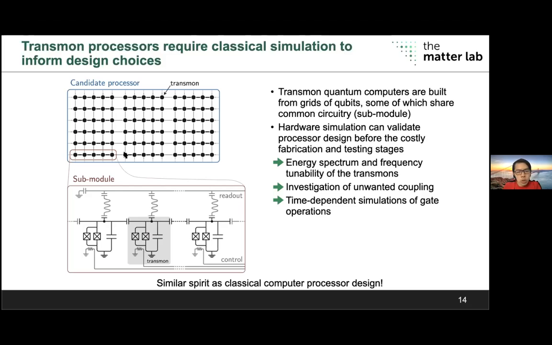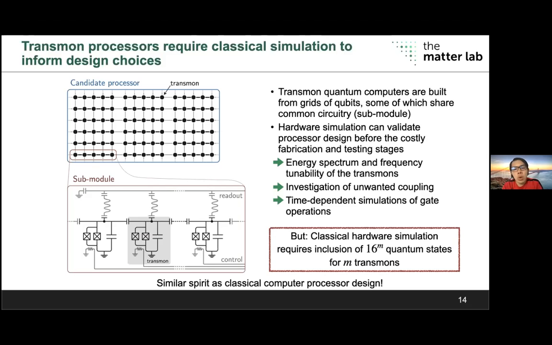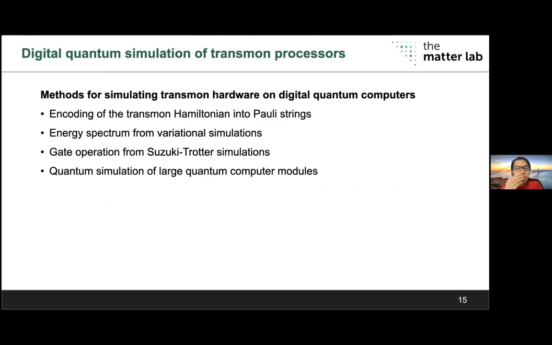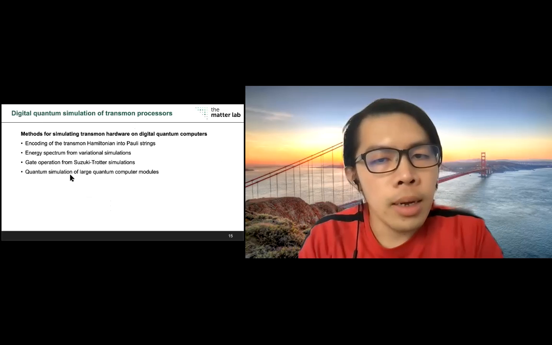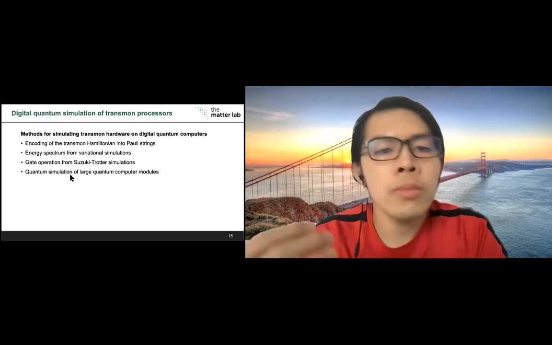What are those unwanted crosstalk and all the stuff, right? So that is what we wanted to find out in the quantum simulation experiments, right? So then let me give you an idea of how we simulate those in a digital quantum computer, right?